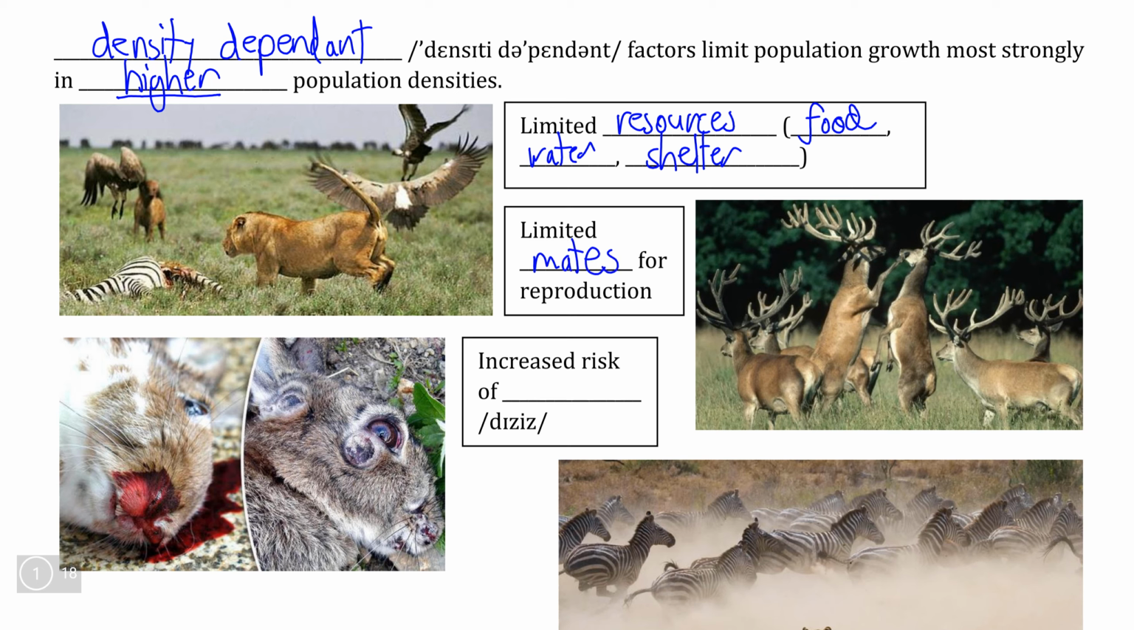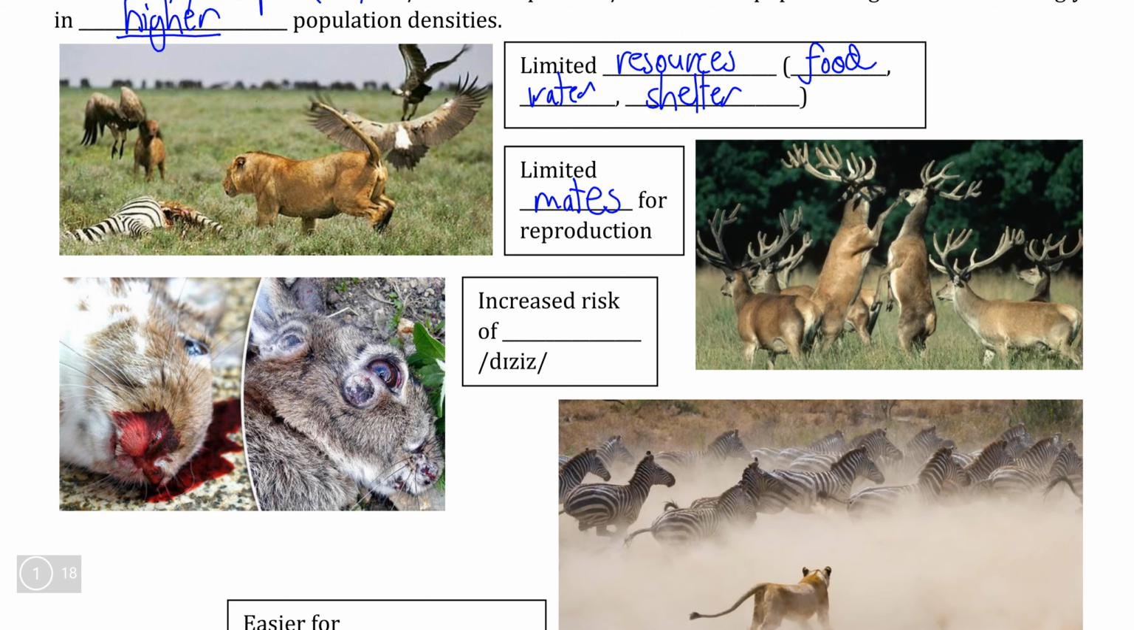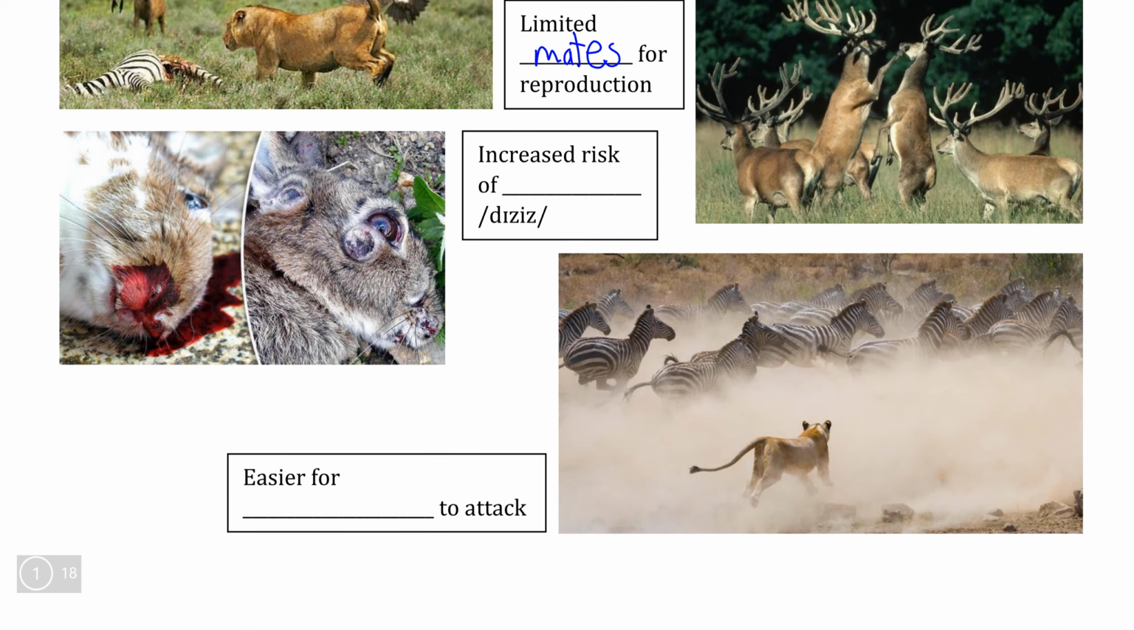And this also applies to reproductive partners, which we call mates, because now if the organisms want to reproduce, they don't just need to compete for food, water, and shelter, but also need to compete with each other for the ability to reproduce and have offspring.